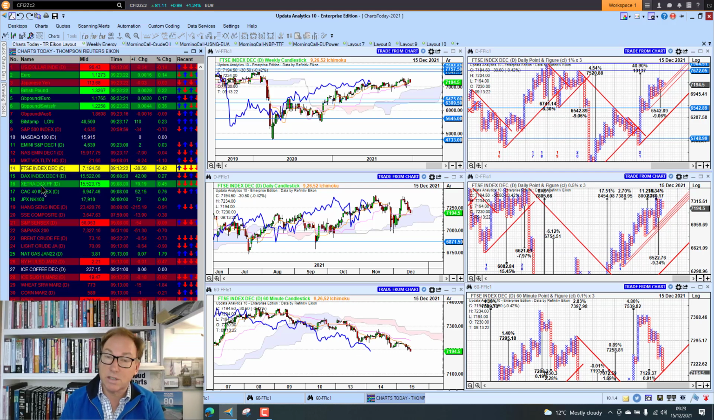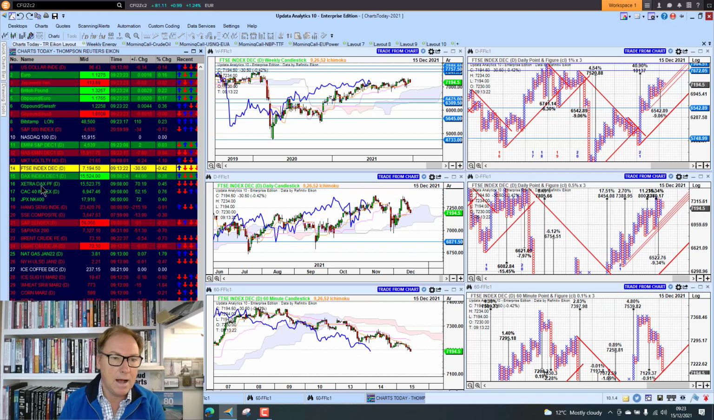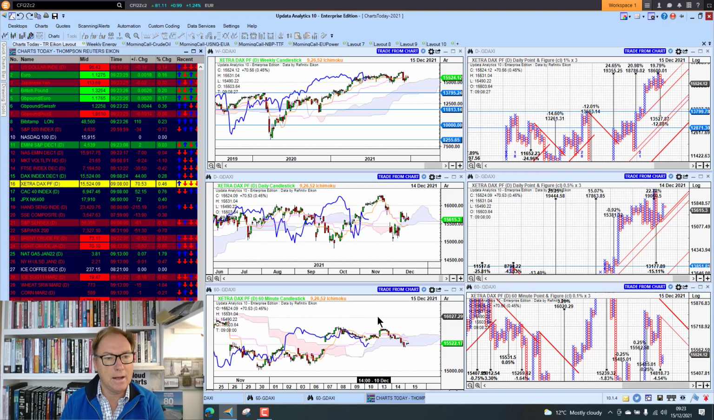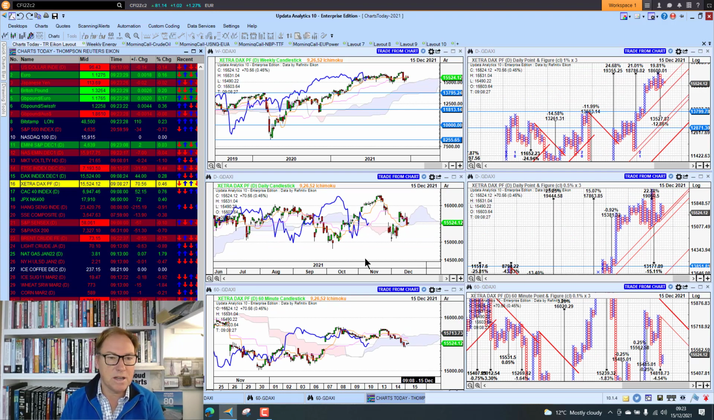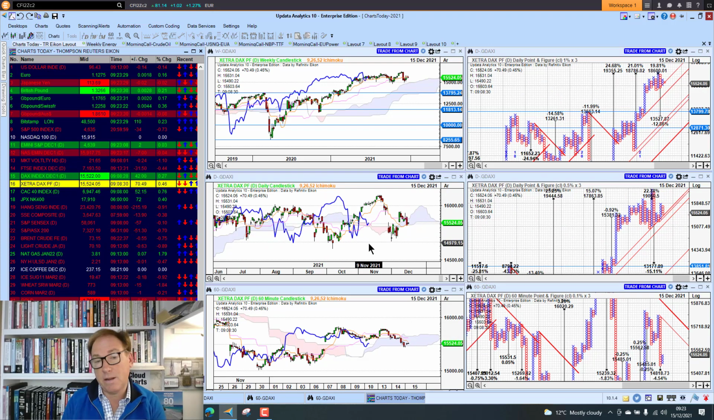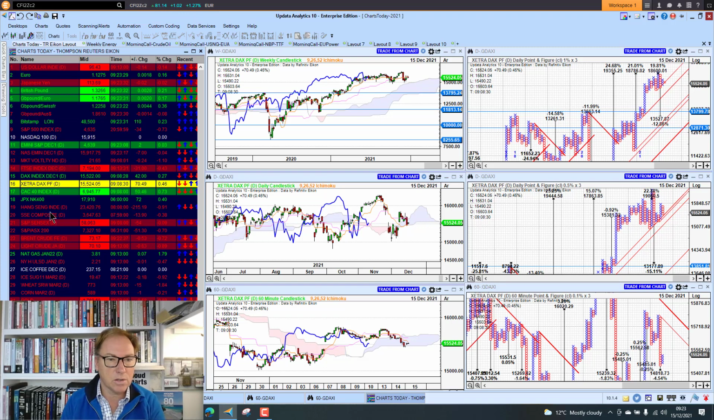Interest rates, of course, are seen as bad news for the market. The DAX in Germany is sitting at 0.46%, and the CAC 40 is actually up 0.75%. So we are seeing quite a lot of strength there.